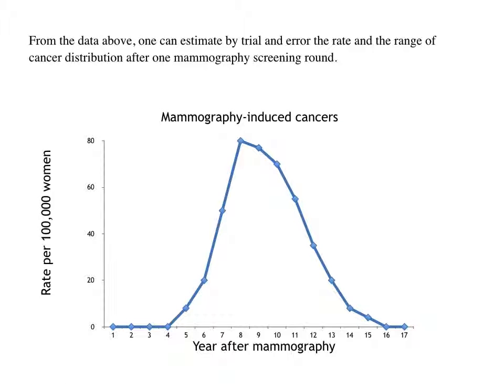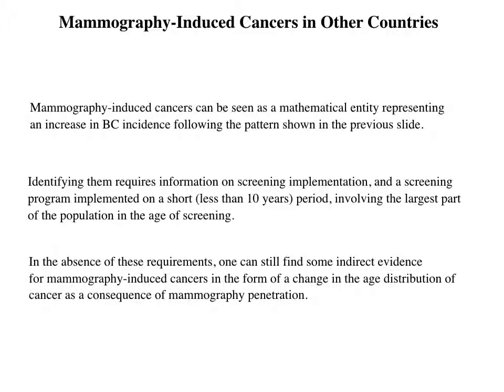From the data above, one can estimate by trial and error the rate and the range of cancer distribution after one mammography screening round. Mammography-induced cancers can be seen as a mathematical entity representing an increase in breast cancer incidence following the pattern shown in the previous slide.